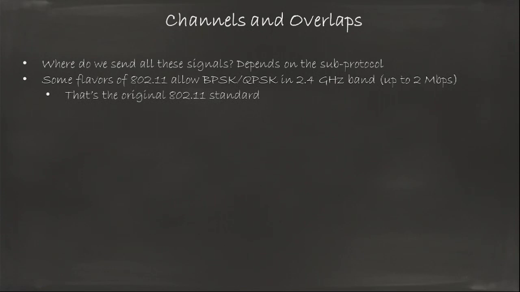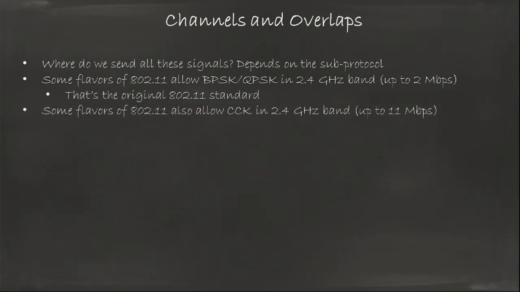That's the old 802.11 standard that was released in 1997. Since then, newer flavors came in that allowed you to use CCK in the 2.4 GHz band. And that allows you, as you know, up to 11 megabits per second. This variation is called 802.11b. It came out in 1999, so it's also very old. Notice that these two are only available in the 2.4 GHz band.